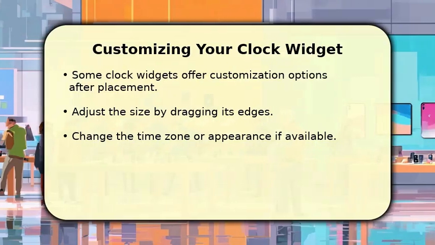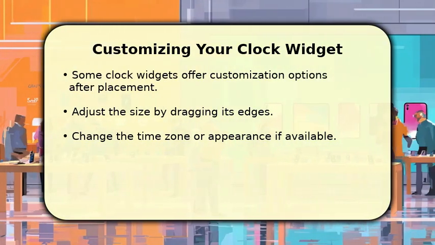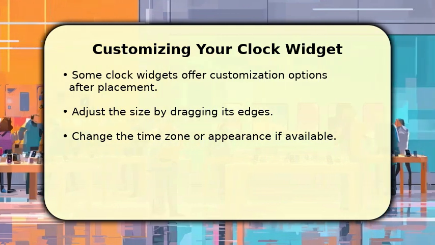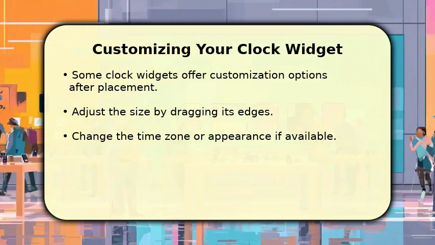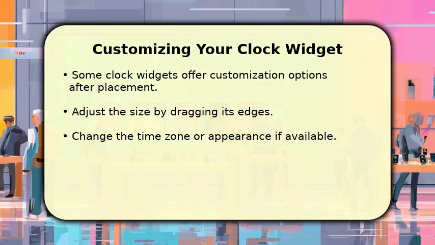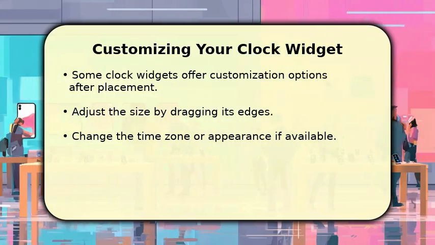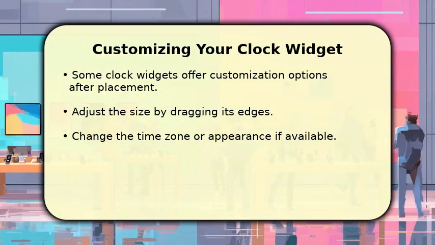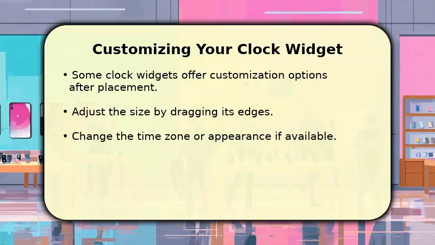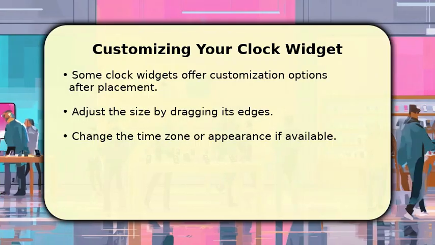After placing your clock widget, some devices and widget types offer further customization. You might be able to adjust its size by dragging the edges of the widget, making it larger or smaller to fit your layout perfectly. Additionally, certain clocks allow you to change the time zone displayed or alter its visual appearance, like the background color or font style, directly from the home screen.